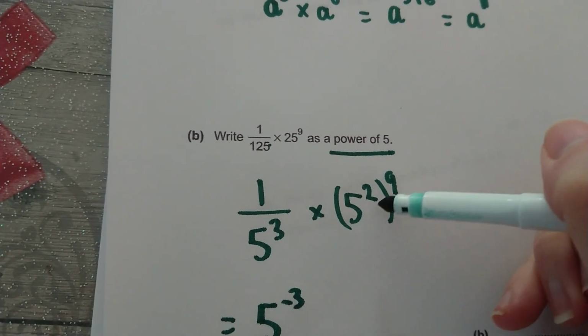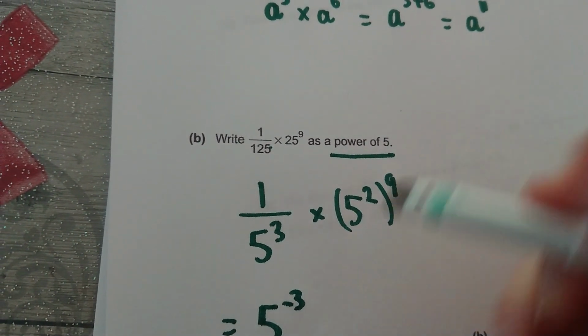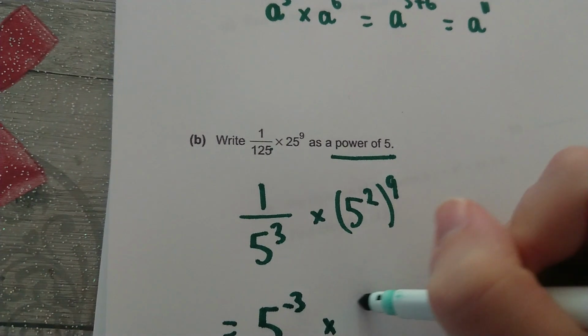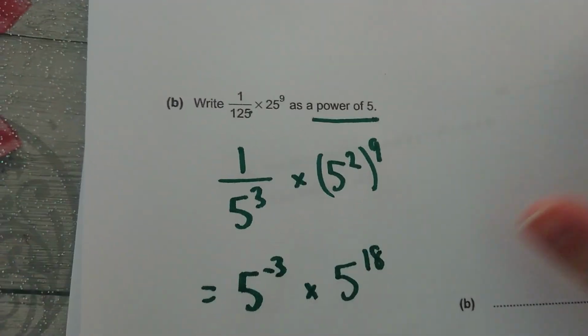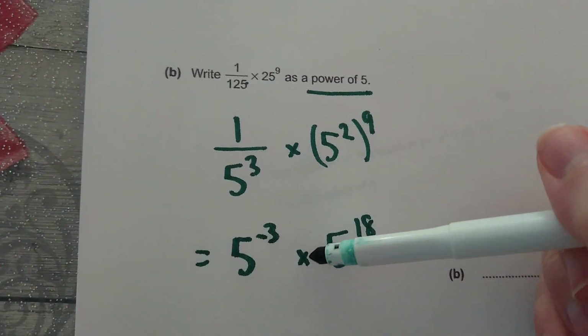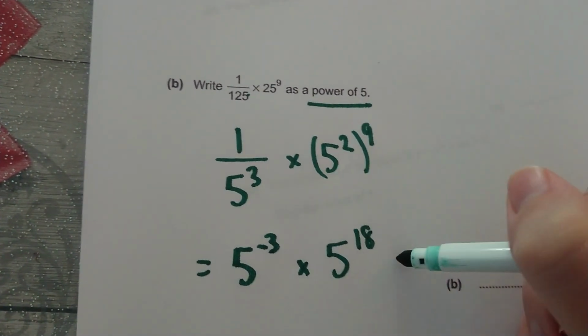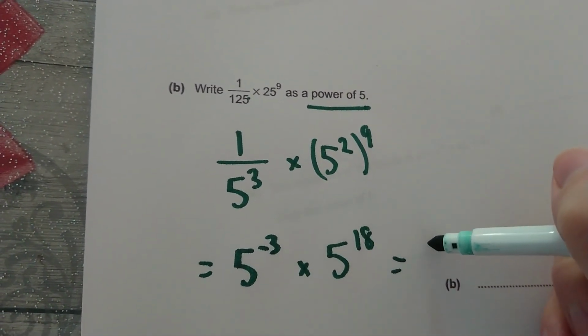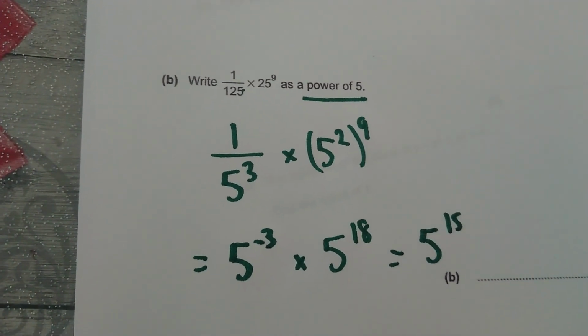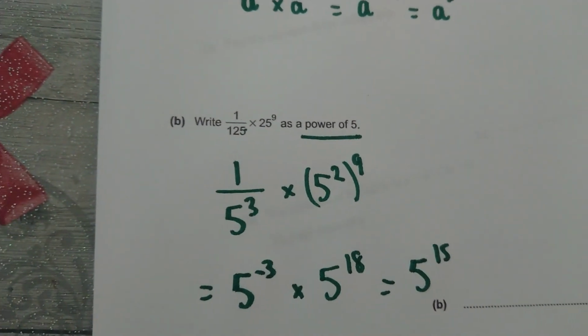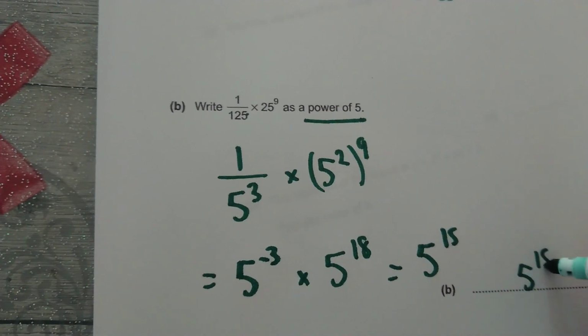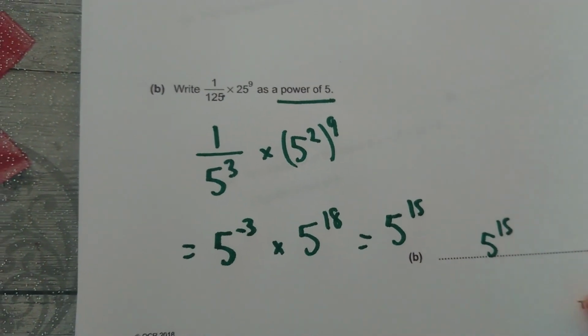I've got brackets again here, which means I need to multiply those indices. So 2 times 9 is 18. And now we're back to multiplying again, like the question before. And when I'm multiplying, I add those indices together. And minus 3 plus 18 is 15. So I get 5 to the power of 15. And that is your final answer for that one.